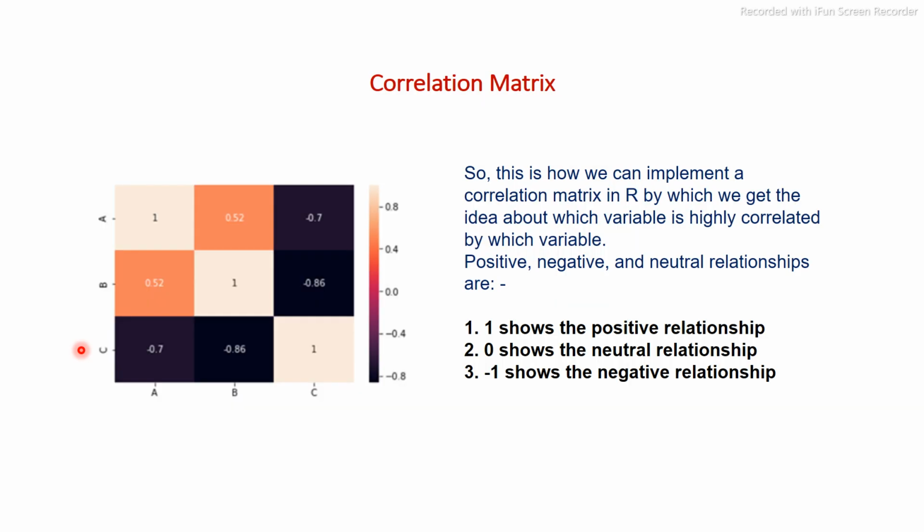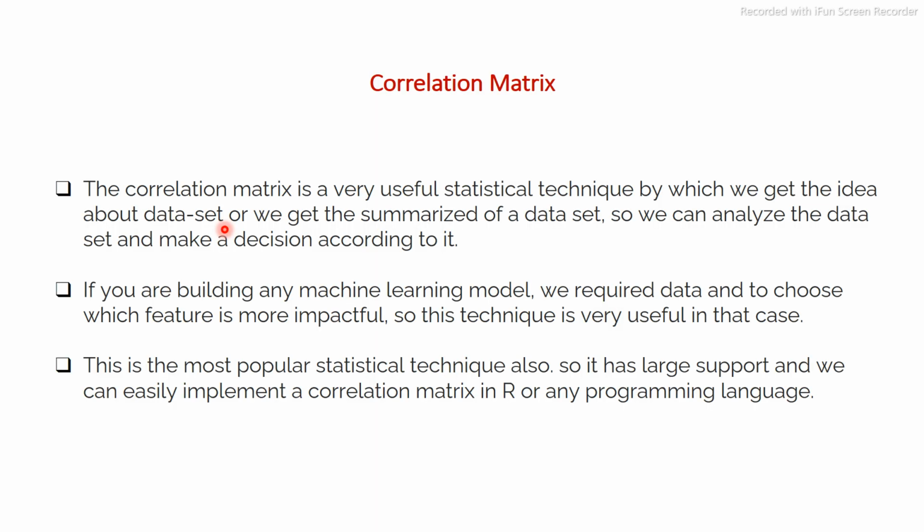As I already showed you, this is your heat map, and the values which are highly correlated are colored in black, and which have a slightly lower correlation are in orange color. So you can easily see how two variables are correlated. The correlation matrix, as I already showed you, so just read this slide.